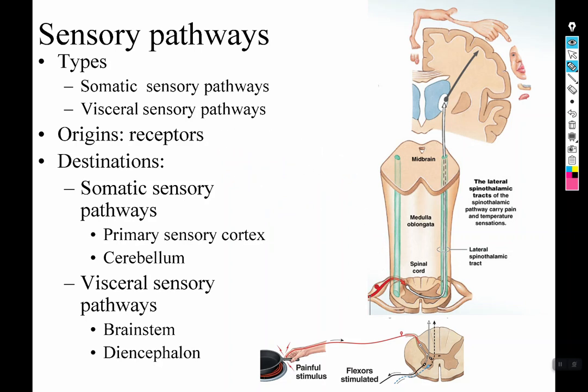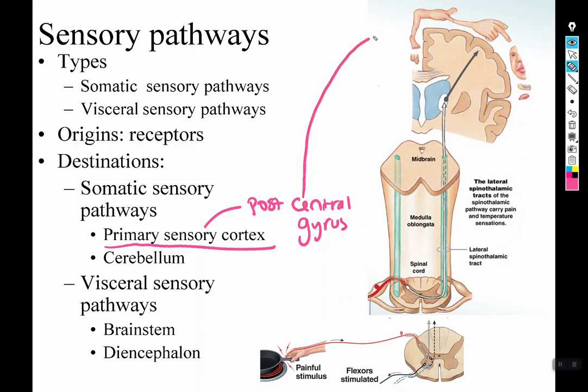The destination via the somatic sensory pathways for that portion of sensory is the primary sensory cortex, so that is on the postcentral gyrus. Remember I talked about a map of your body on that gyrus? You can see that map here. And also the cerebellum, and this is of course for proprioception.